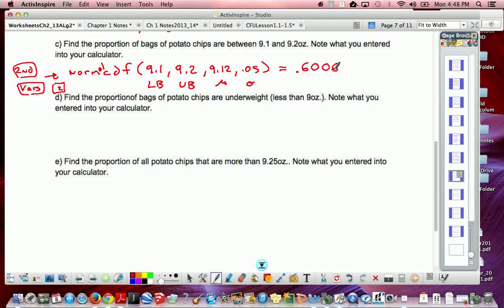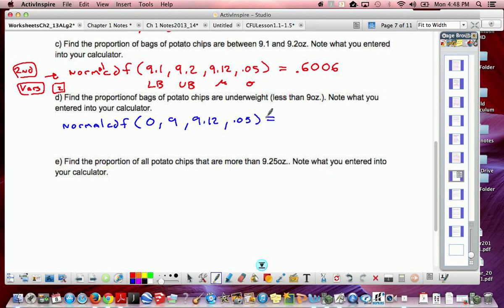Alright, D, same process, just a different question. It says, find the proportion of bags of potato chips that are underweight, less than 9 ounces. So I'm going to do normal CDF again, but if I think about less than 9 ounces, I want to go from basically 0 to 9. I don't have to put any negatives because you can't have a negative bag of chips, doesn't make any sense. So I'm going to go from 0 to 9, 9.12, 0.05.